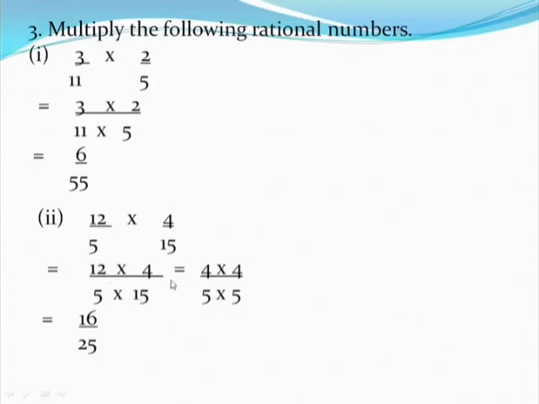Here 12 and 15 both come in the table of 3. 3 fours are 12, so we will write here 4, and 3 fives are 15, so we will write here 5. Whereas multiplied by 4 will remain as it is, and here 5 multiplied will remain as it is. Now multiply 4 with 4 in the numerator, you will get 16, and 5 with 5 in the denominator, you will get 25. Now 16 upon 25 is the product of 12 upon 5 and 4 upon 15.